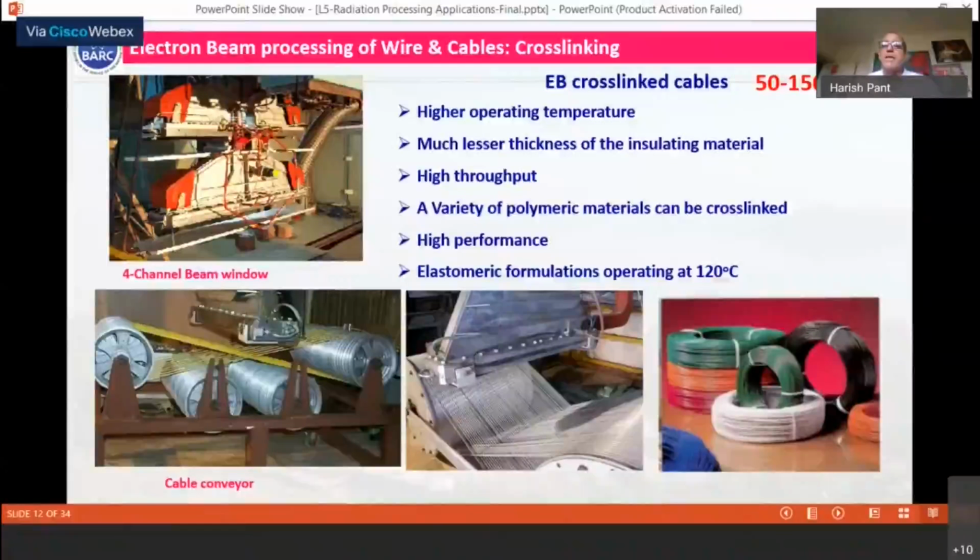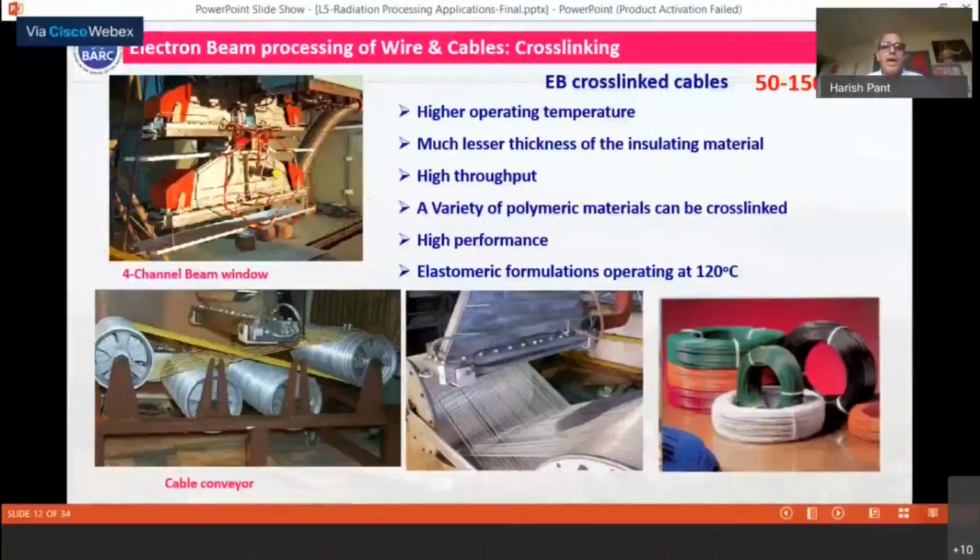Their life is also increased, and the dose delivered in such applications is 50 to 150 kilogray. You can see here the electron beam horn, from where the electron beam comes, and these are the wires and cables being irradiated. So this is one of the very important and most commonly carried out applications of electron beams in industry.